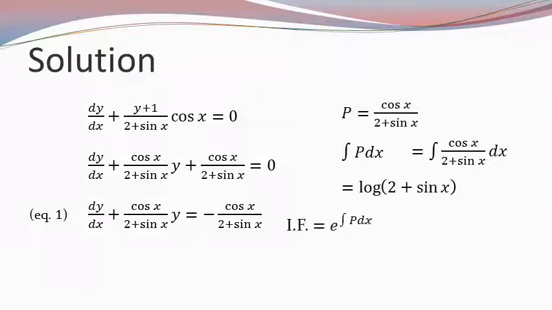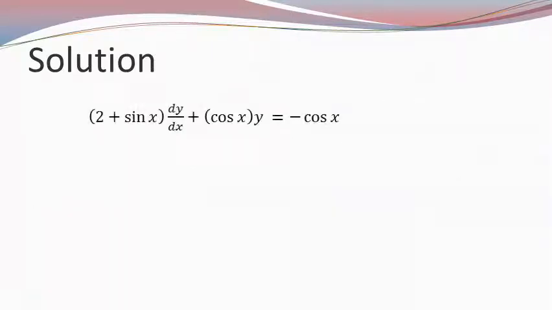So the integrating factor can be found. It's equal to e to the power log of 2 plus sine x, which is equal to 2 plus sine x. Now we will multiply equation 1 with the integrating factor. So we get this on multiplication. The left hand side now is just the derivative of y times the integrating factor, and on the right hand side we have minus cos x.